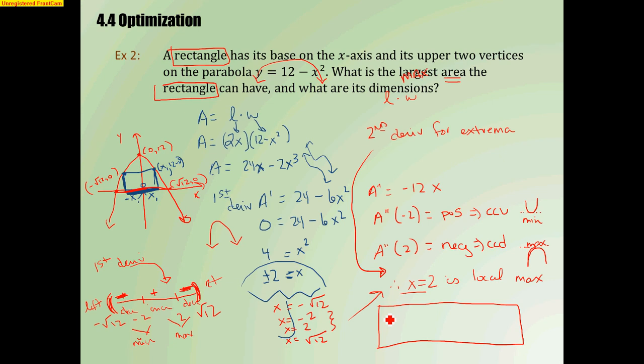The area function at 2, and the area function at 2. Then I have to, the length is 2 times the area, I'm sorry, 2 times x. And the width, or what I'm calling the height, is 12 minus 2 squared.